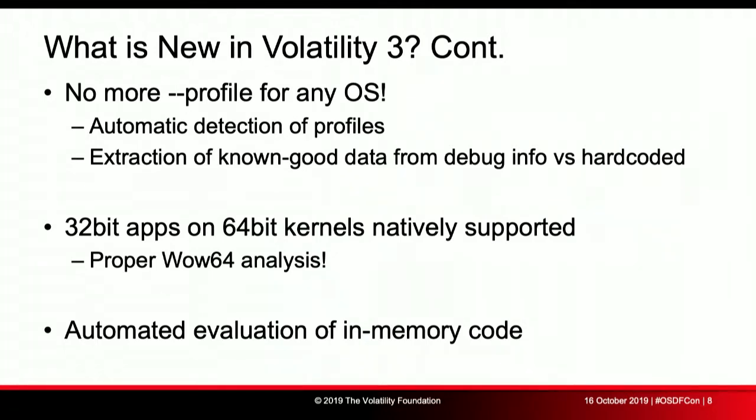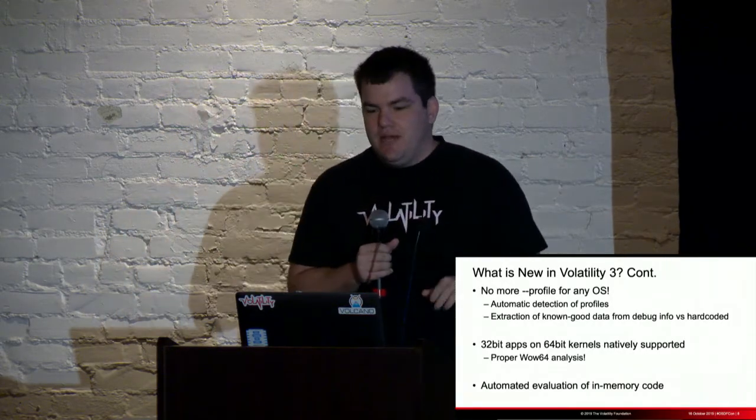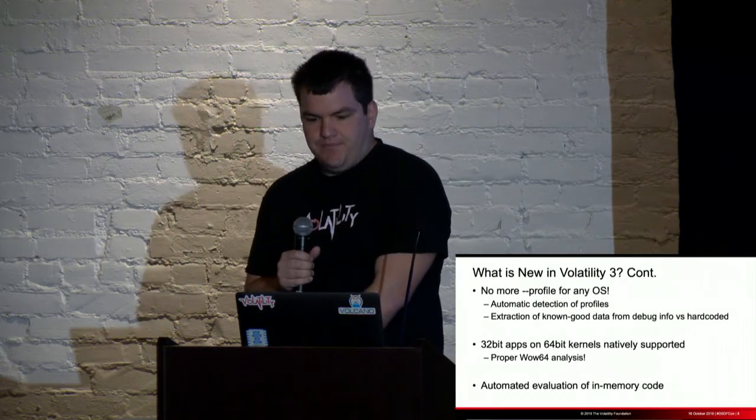If we have any malware analysts in the room who try to analyze WoW64 malware, so you're running a 32-bit piece of malware on a 64-bit sample, Volatility 2 didn't completely fall apart, but there were definitely some annoyances that you had to work around. That is properly fixed in Volatility 3. And then, I'll have a screenshot of this later, being able to automate the evaluation of code in memory instead of you having to disassemble it yourself.